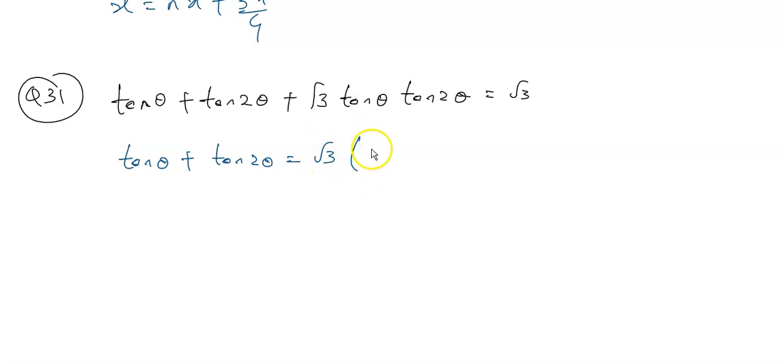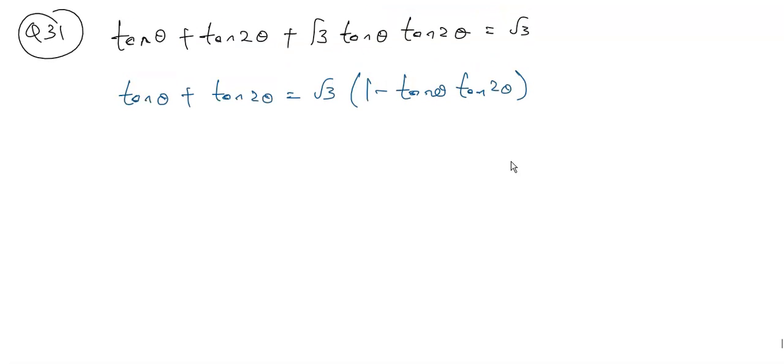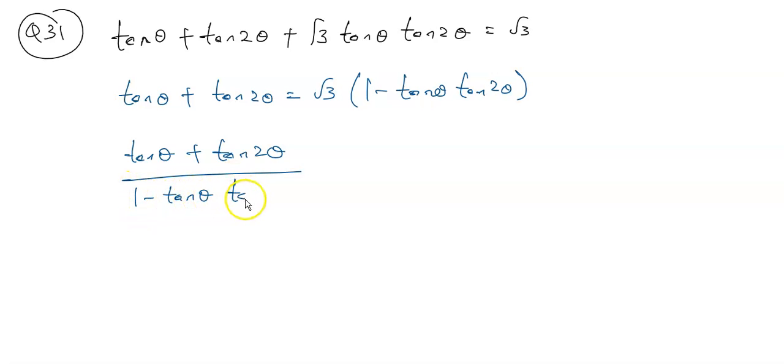So root 3 common आ गया. So this is 1 minus tan theta into tan 2 theta. Now ये 1 minus tan theta and tan 2 theta इसको हम लेफ्ट हैंड साइड में शिफ्ट करेंगे. तो दिस इज tan theta plus tan 2 theta divided by 1 minus tan theta into tan 2 theta equals to root 3. Now this is tan A plus tan B upon 1 minus tan A tan B, which is tan of A plus B, that is 3 theta, equal to root 3.